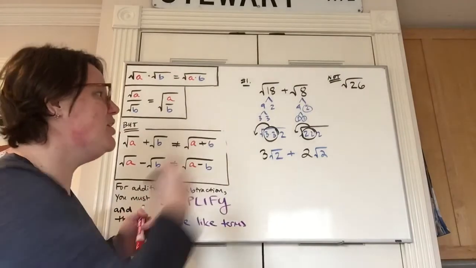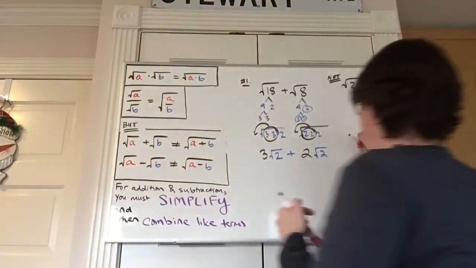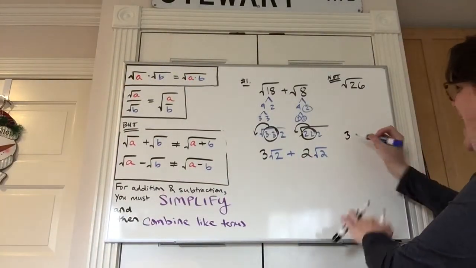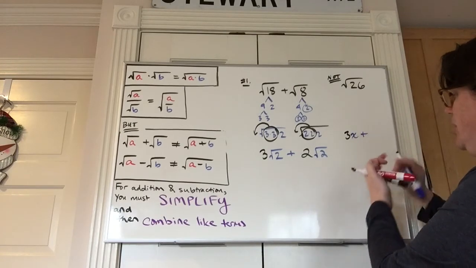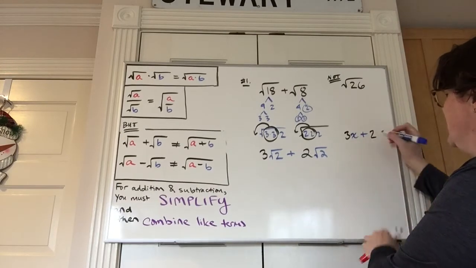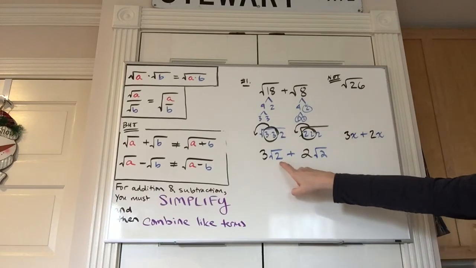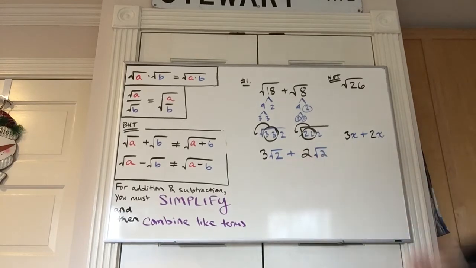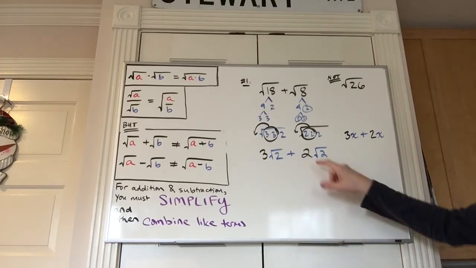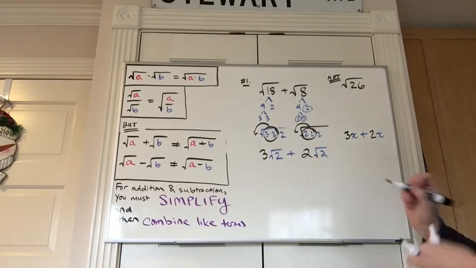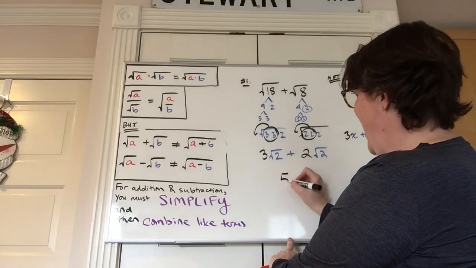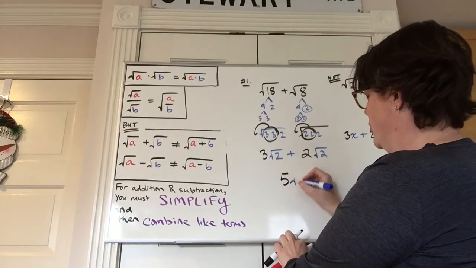So you can actually think of this problem as being a lot like 3x plus 2x. That is to say, the square root of 2 is a number I don't totally know or understand, kind of like a variable, like x. But if I've got 3 of that weird number and 2 of that weird number, together they should add up to 5 of that weird number.